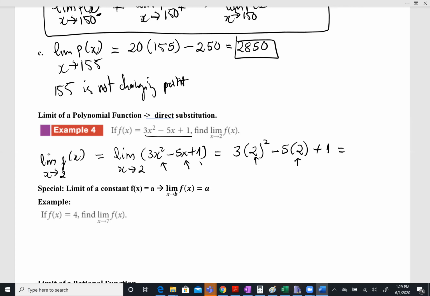And the answer should be, what is that, 3 times 4 is 12, minus 10 plus 1. And the answer should be equal to 2 plus 1, which is 3. I hope it's correct.